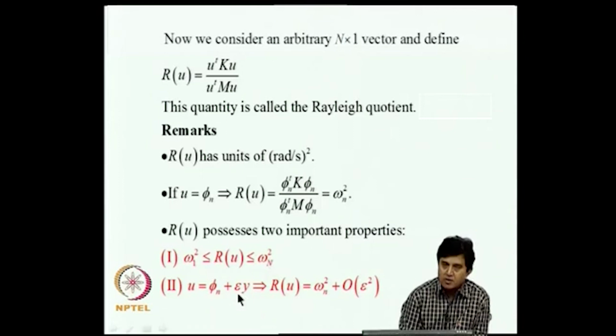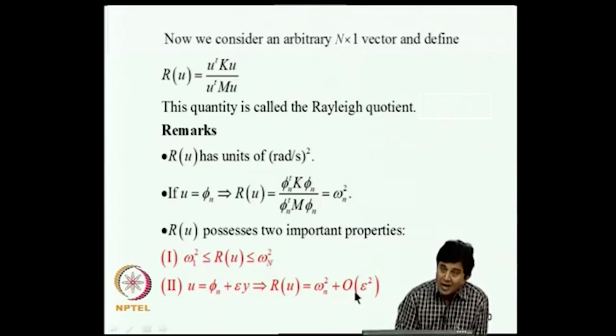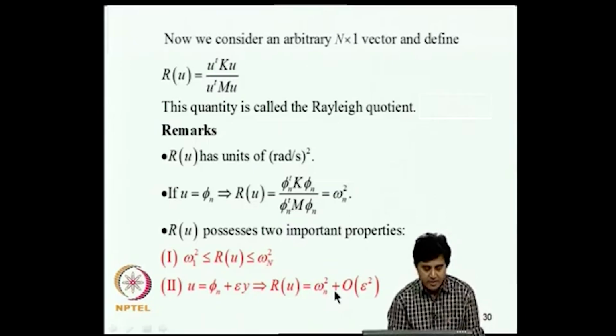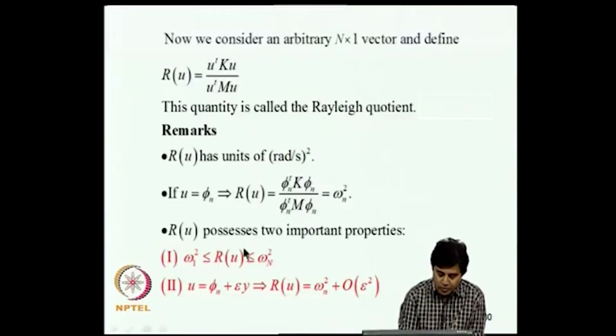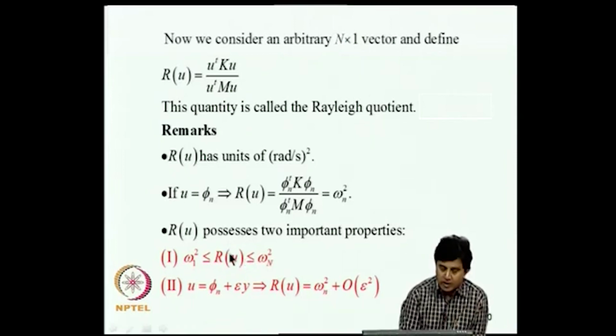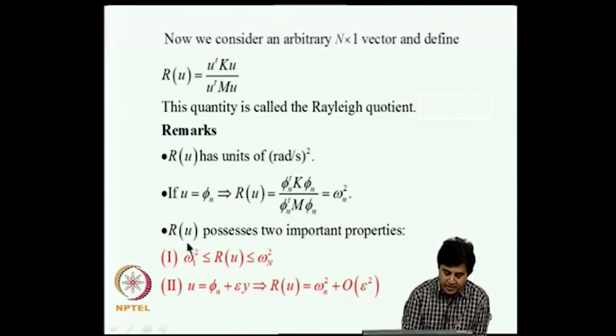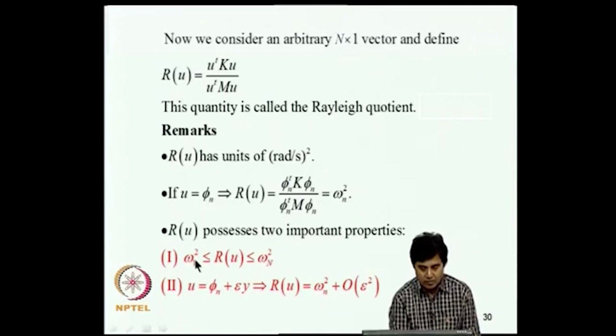So, if you make an error of order epsilon in making the guess, you will end up with an order epsilon square error in your estimate of the eigenvalue. So, this is an advantage. So, we will see this with a few examples, and also I will now show why those two statements are true. Actually, the main application of Rayleigh's quotient is that it can be used to approximate the first natural frequency of the systems by making guesses on the mode shape. That means, we are going to use this part of the result. So, if my objective is to estimate the first natural frequency, I will start by making a guess on the first mode shape and substitute that in this expression, and I will get an estimate for the first natural frequency. Okay. Now, we will see that through an example.